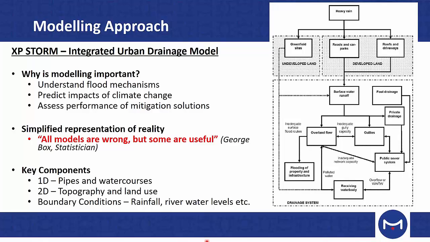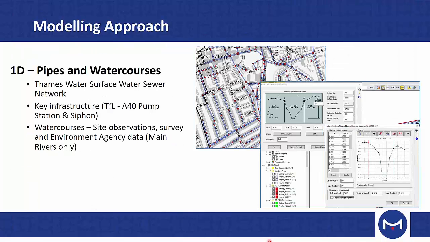So I'm going to run through the key components of each of the models. Both were built using a similar methodology. I'll focus mainly on the 1D and 2D components because I think the boundary conditions are less interesting and less useful in this context. The 1D components of the model mainly consist of the pipes and watercourses. For those unfamiliar with this modelling terminology, 1D stands for one-dimensional, which means that water generally only flows in one direction. It's a fairly simple representation of a watercourse or a pipe, and that's all it needs to be for the way that the flow behaves hydraulically.